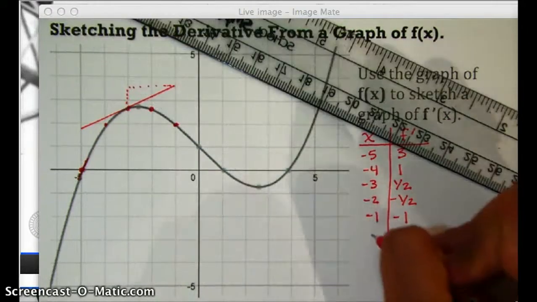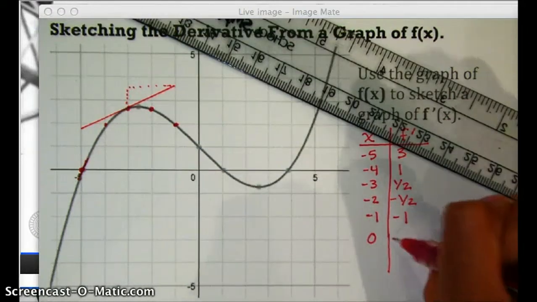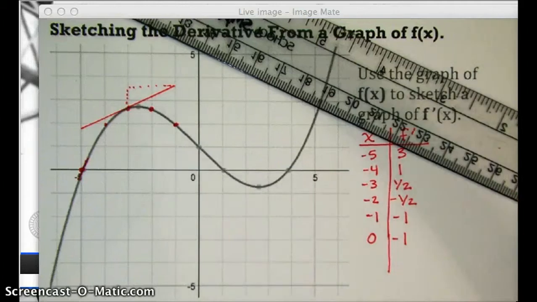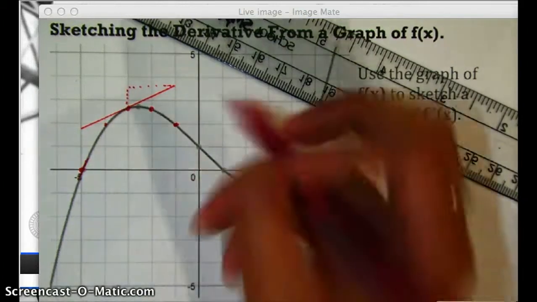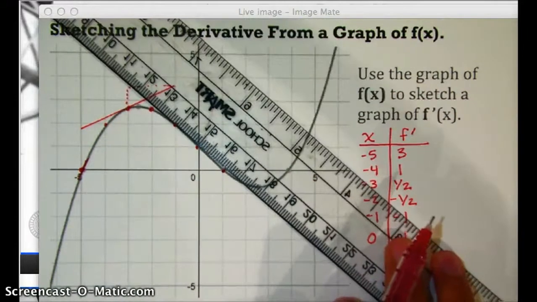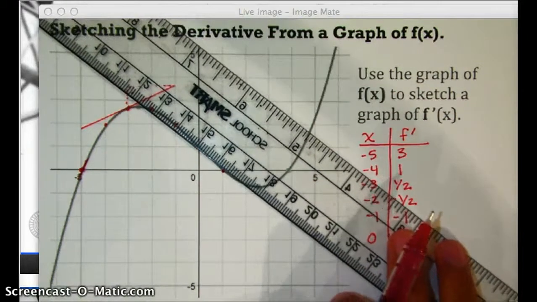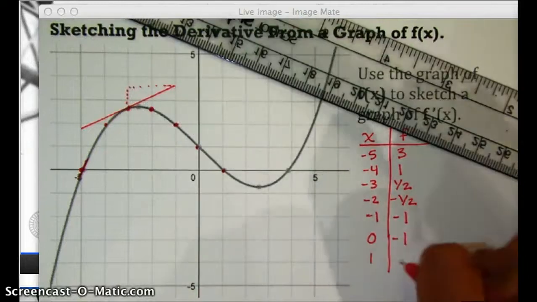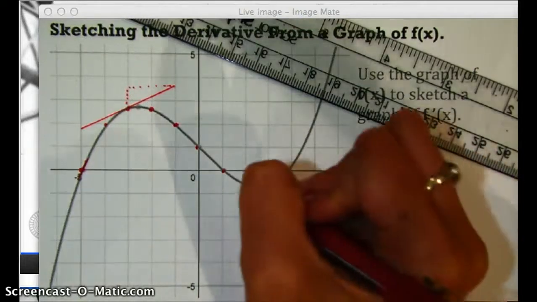So this is a little tricky because technically it shouldn't really have the same slope, but we're just estimating, so I'm going to go ahead and continue to put a -1 there. And actually, +1 also looks like it's pretty close to a -1 slope, maybe a little shallower. And then we get to +2.